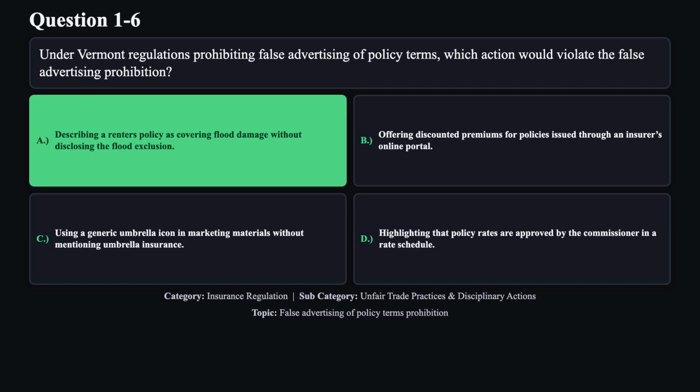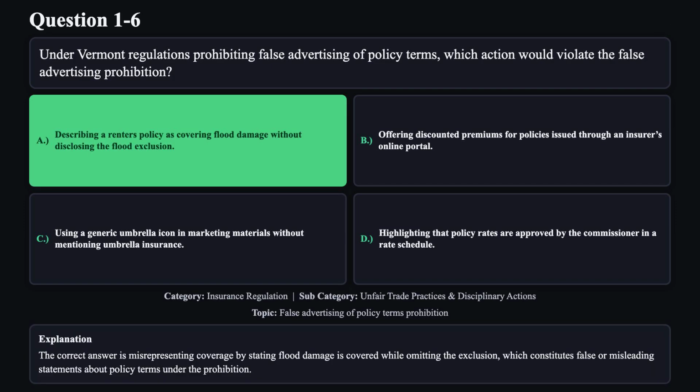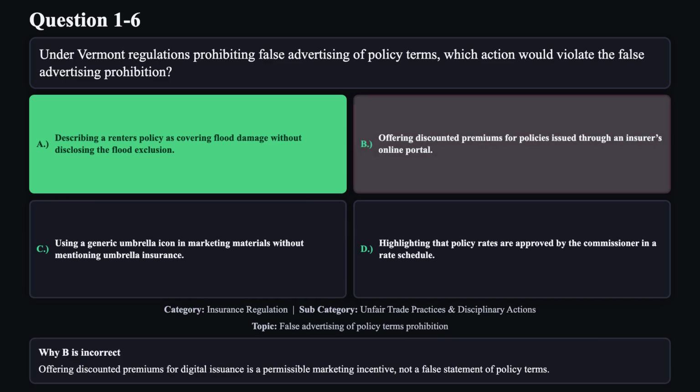The correct answer is A. The correct answer is misrepresenting coverage by stating flood damage is covered while omitting the exclusion, which constitutes false or misleading statements about policy terms under the prohibition. Reason B is not correct. Offering discounted premiums for digital issuance is a permissible marketing incentive, not a false statement of policy terms.